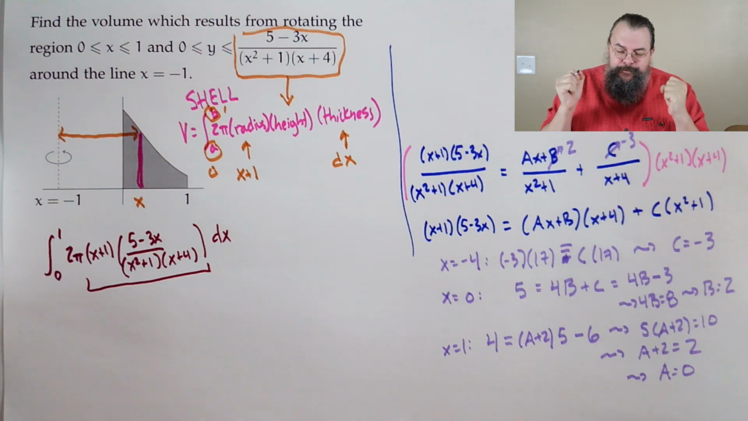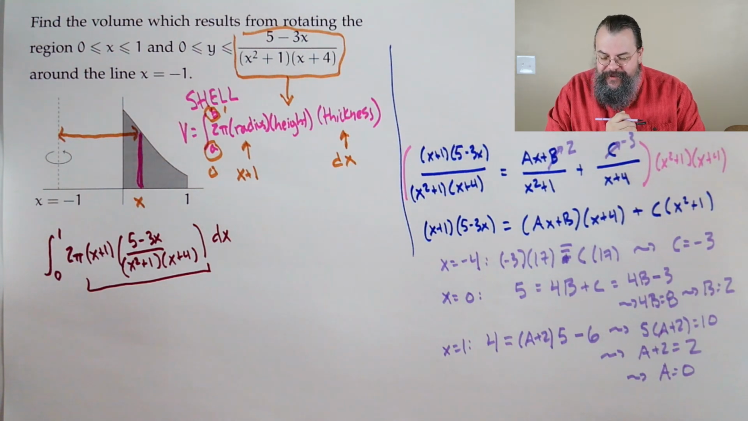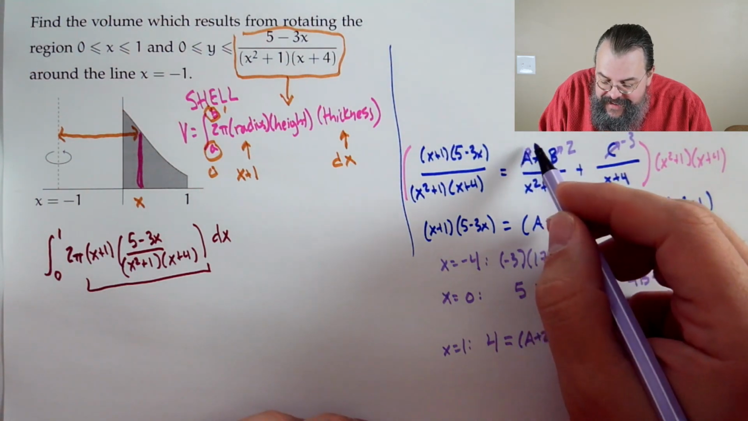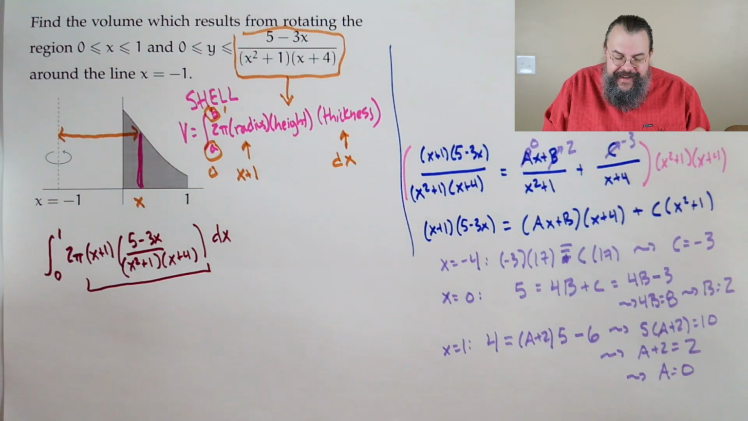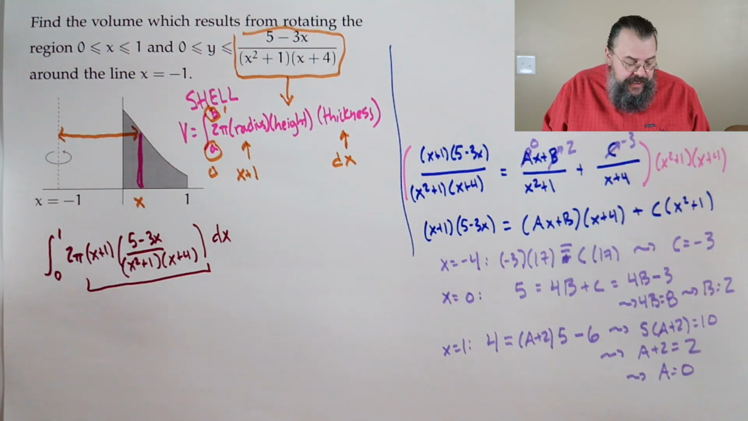Nice! Beautiful, beautiful. That is cool. Okay, so a is 0. Gone. Nice. All right, well, now we've done all our partial fractions.